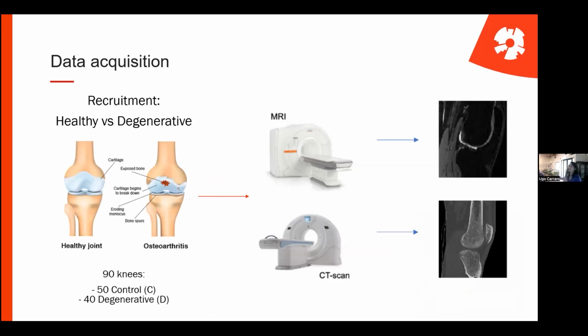we acquired some data, and in particular we performed a recruitment of healthy subjects, that are volunteers who present no previous history of trauma or degeneration, and degenerative patients, that are basically patients on the waiting list for total knee replacement, so they present a severe state of osteoarthritis. Right now we have acquired a total of 90 knees, so our cohort is mainly composed of 50 healthy control subjects and 40 degenerative, and they underwent MRI and CT scan.